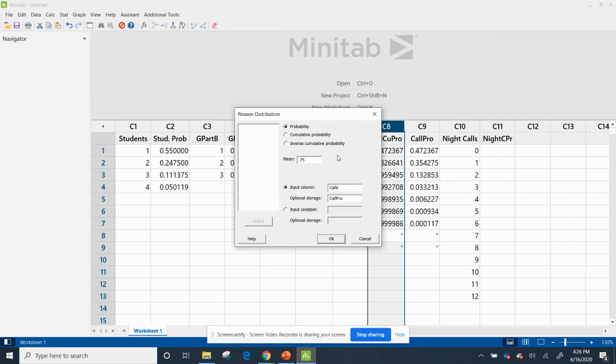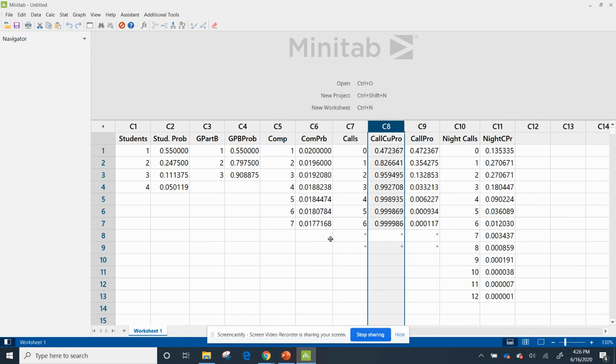I'm going to go to Poisson. I'm going to do probability. My mean is 2 now, and I'm going to change where I'm getting this. This is going to be night calls, and this is going to be night call probability. Hit OK. All right. So remember, because I did just straight probability, I'm going to go look at 3. Okay. Don't look at these over here. Look at here, because this is where you did it.